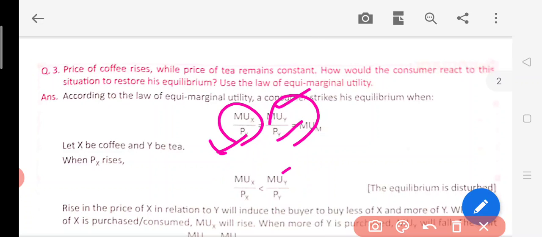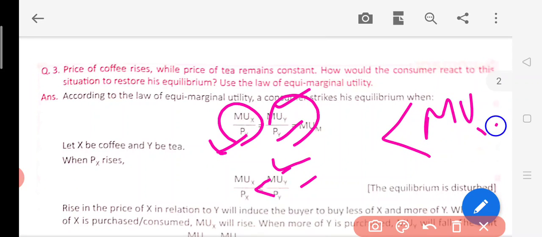So for restoring, what should he do? He should spend more money on Y good. Why will he spend on Y good? Because the greater than sign is opened towards MUY. So this sign is opened towards MUY. So our answer will be that the consumer is going to spend on Y only.